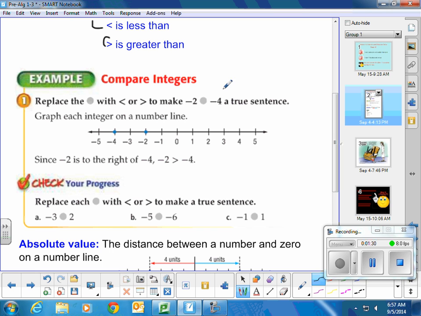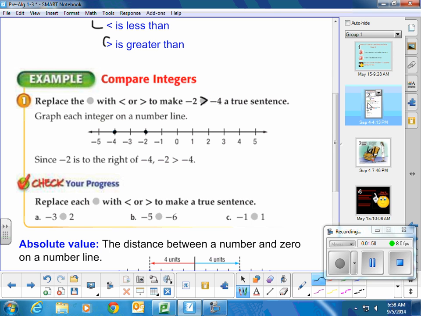In the first example, we're going to compare -2 and -4 by putting in a less than or greater than sign. If you look at the two numbers on a number line, here's -2, here's -4. -4 is smaller because it's further to the left. So if we want to put in the correct sign, it's going to be -2 is greater than -4.